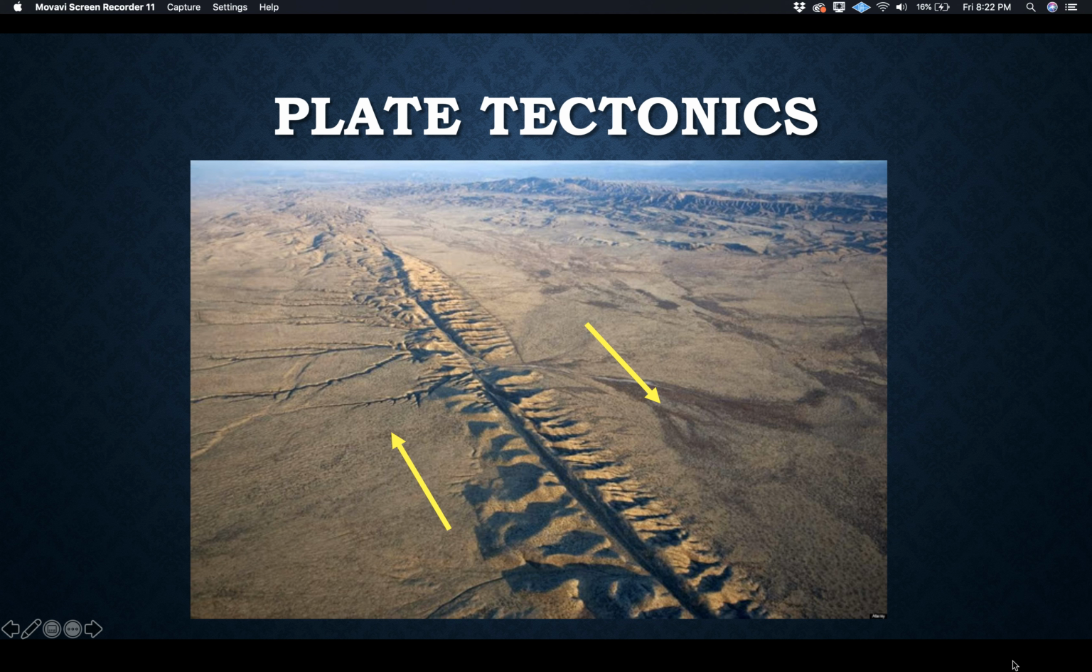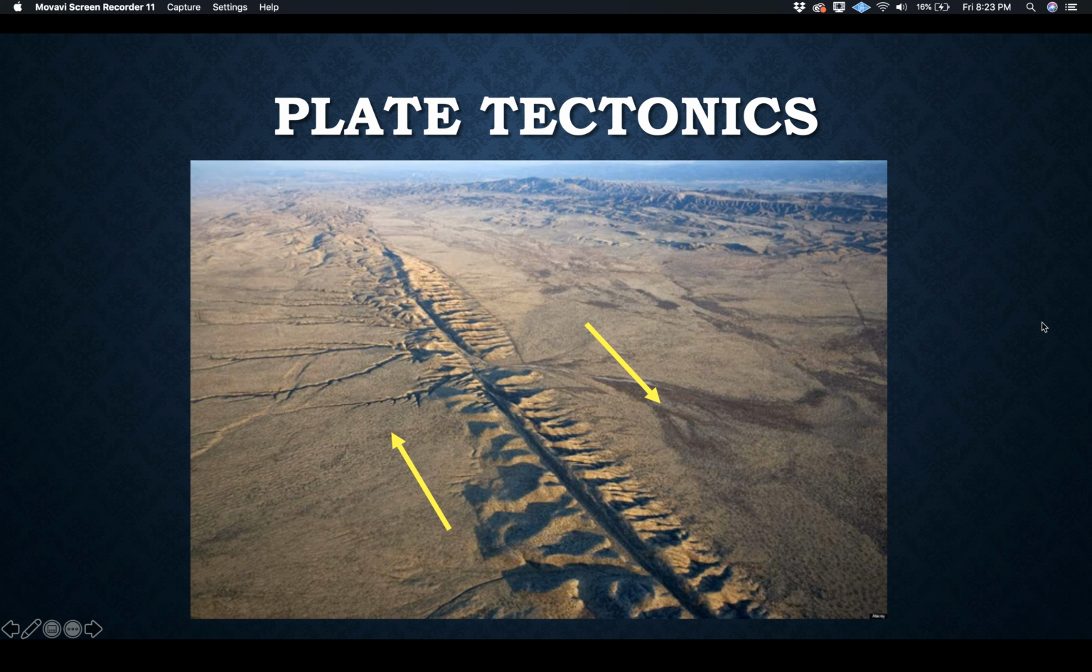This lecture will cover the theory of plate tectonics. Plate tectonics is the mechanism that describes all of the major changes that occur at Earth's surface, such as earthquakes, volcanoes, anything that is currently deforming the Earth's crust.